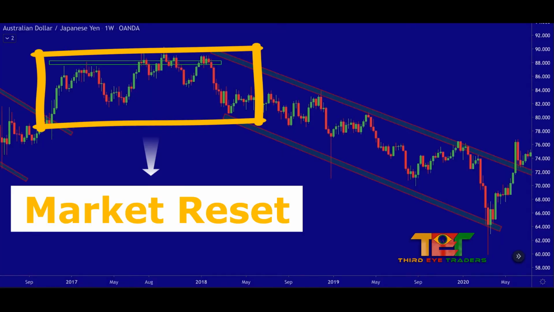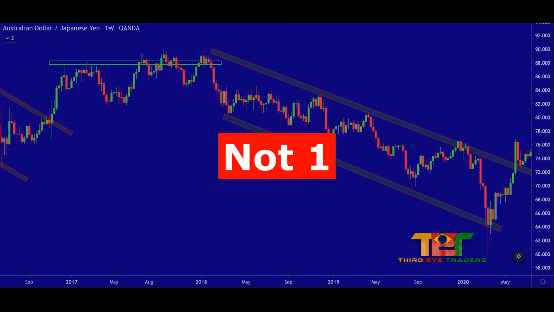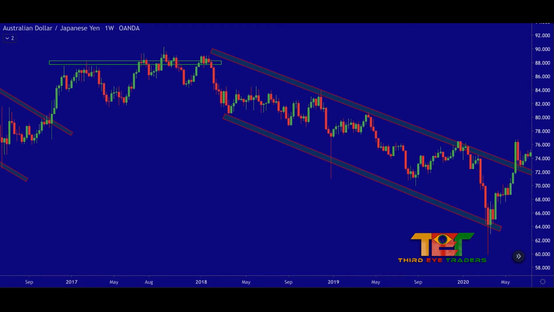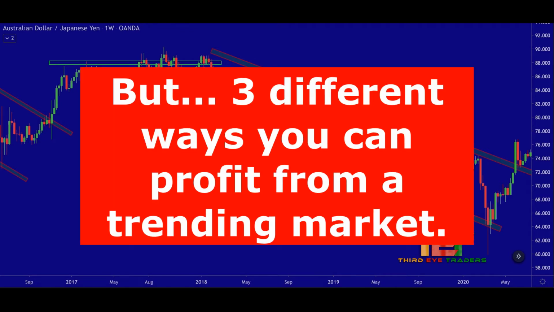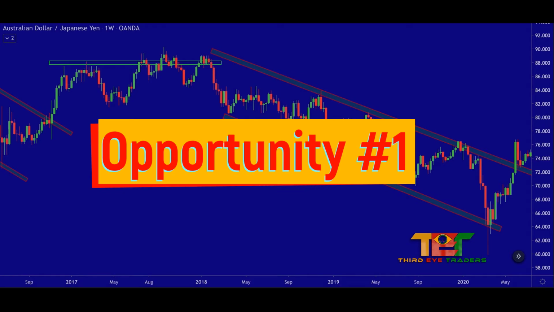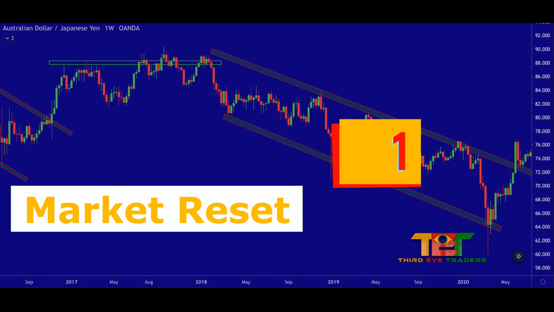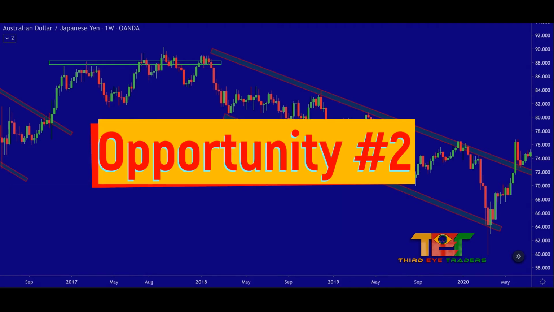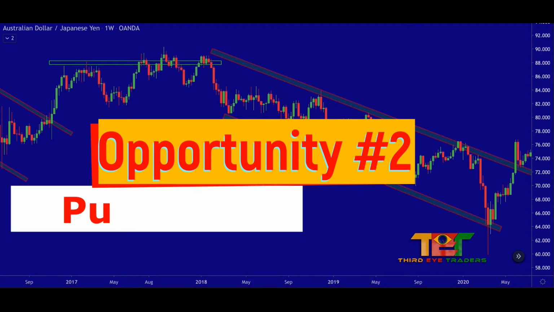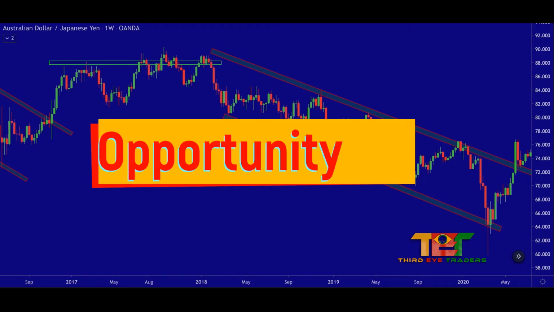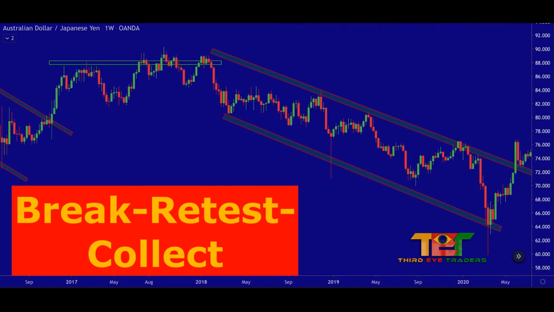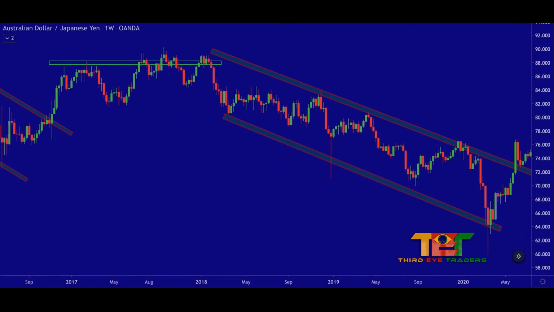Now that we have asked you those 2 questions, we're going to show you 3 different ways you can profit from a trending market. The first way you can make money is you can enter in on the reset of the trend. The second way you can make money is you can enter in on the pullbacks. The third and final way we know you can make money is you can enter in on the break, retest, and collect. Now what we're going to do is we're going to show you exactly what that looks like while trading in the financial market.